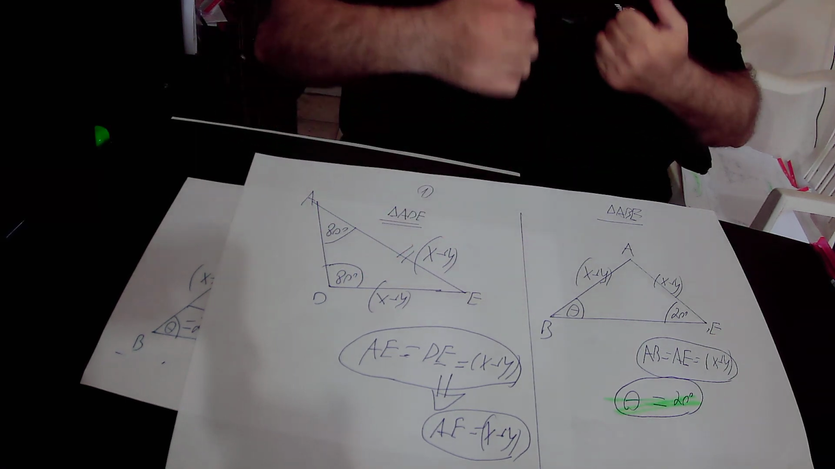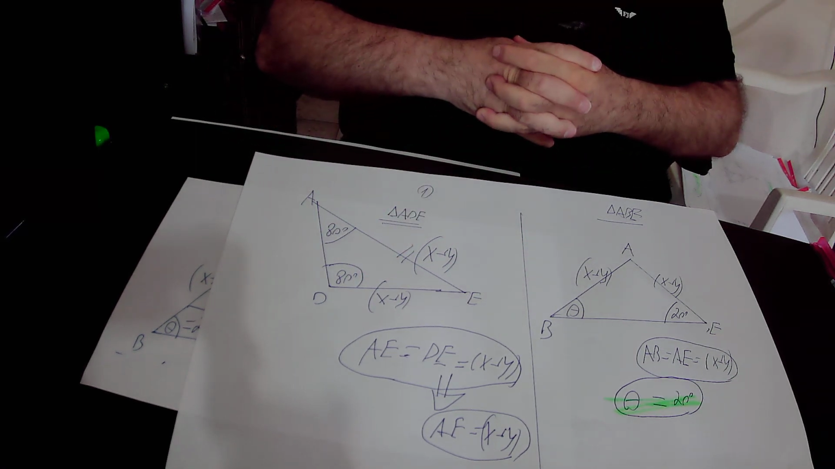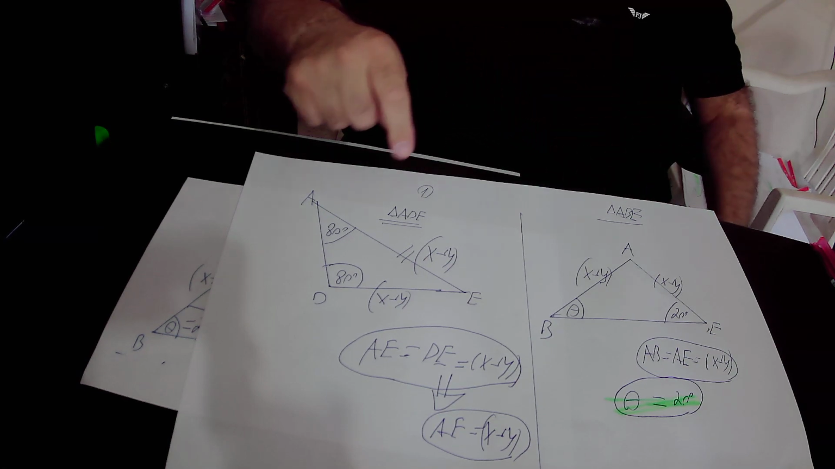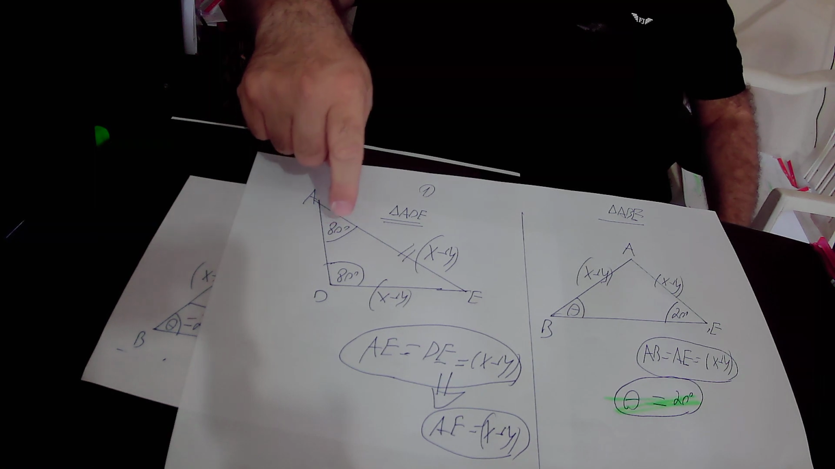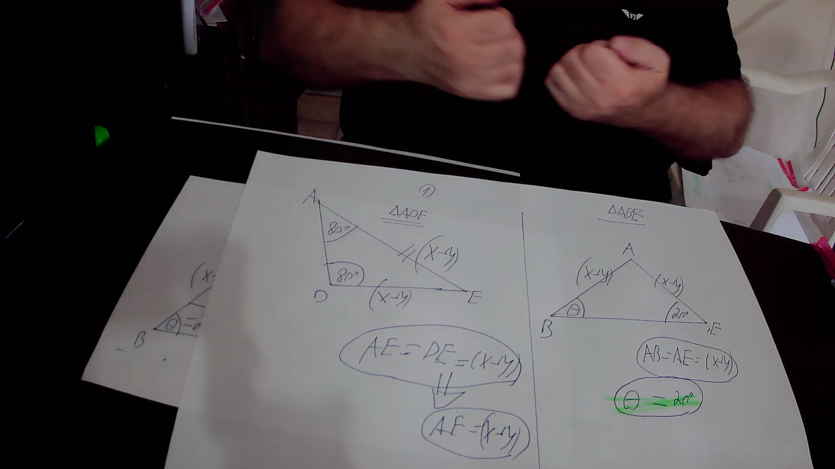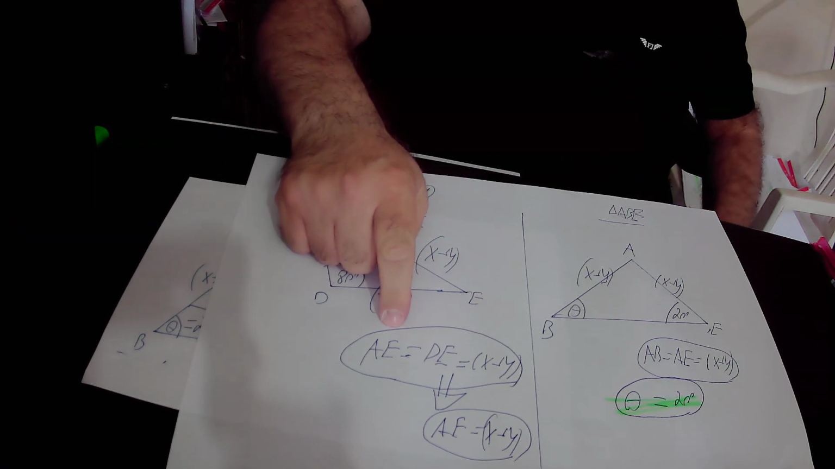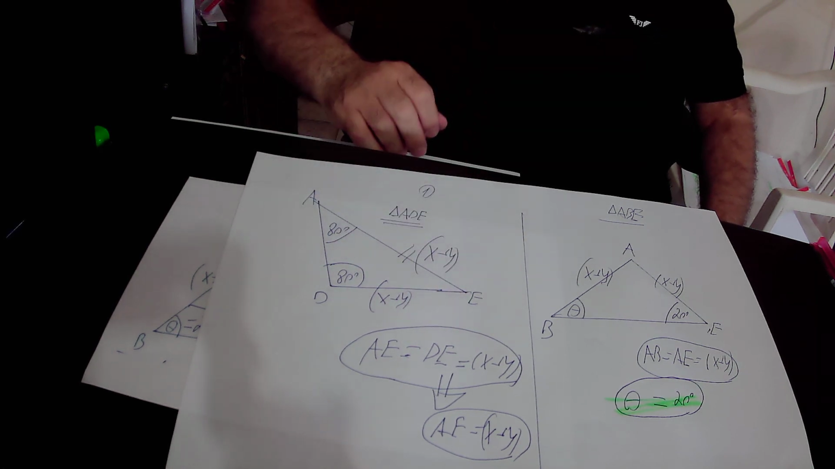And according to the rule that in front of equal angles in the triangle, there are equal sides. So in front of this angle, we have side AE. In front of this angle, we have side DE. And according to the rule that I mentioned, side AE must be equal to side DE.